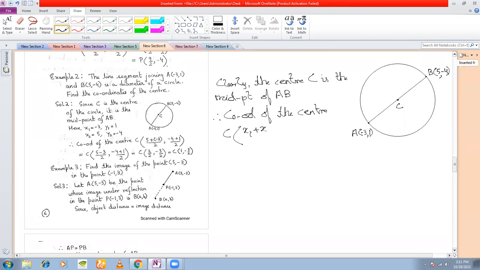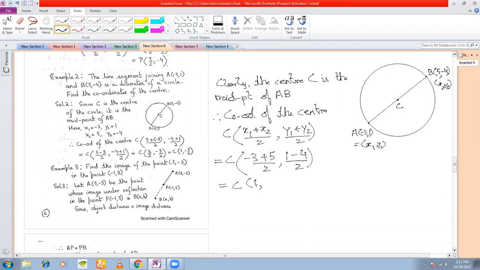X1 plus X2 divided by 2, Y1 plus Y2 divided by 2. You can take this as your X1, Y1, and you can take this as your X2, Y2, or the other way around also. It does not matter which one you take, which is equal to C. Now just put the values here, minus 3 plus 5 by 2 and 1 minus 4 by 2, which is equal to C, 2 by 2, which is 1, and 1 minus 4 is minus 3 by 2. So this is the coordinates of the center of the circle.